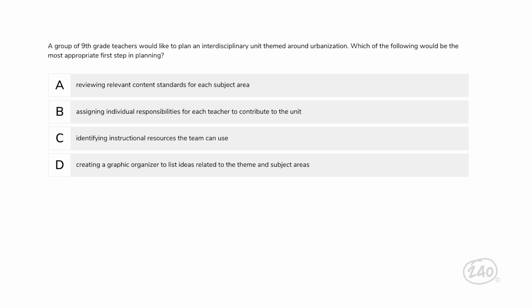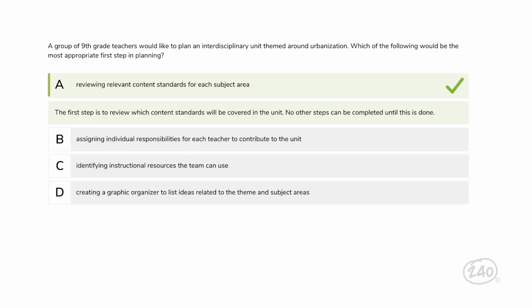Well, now I've got to ask, thinking about our lesson on interdisciplinary connections, what would you do first? Got your answer ready? Good. The correct answer is A. The first step is to review which content standards will be covered in the unit. No other steps can be completed until this is done. Nice job. Okay, this next question will get us into technology.